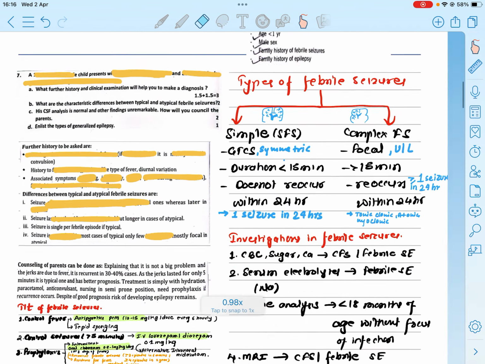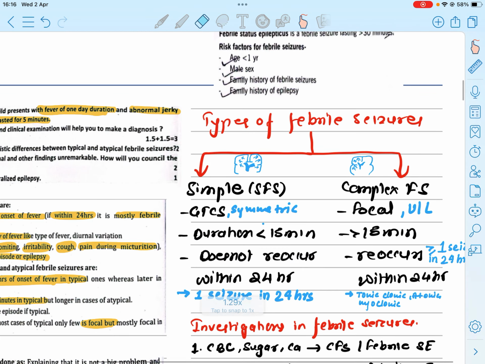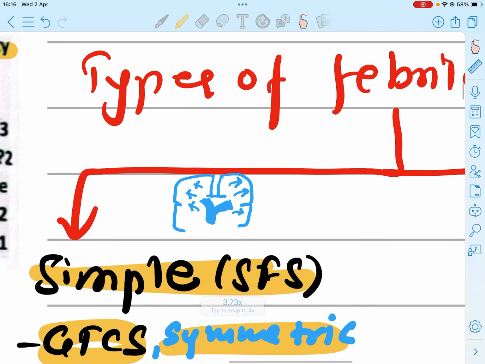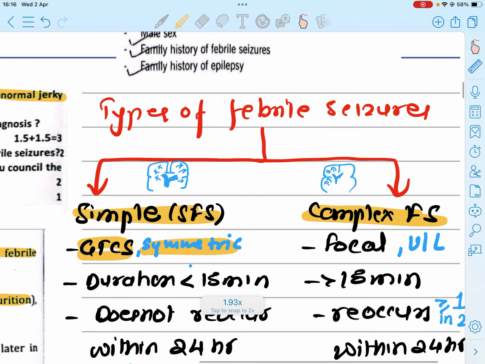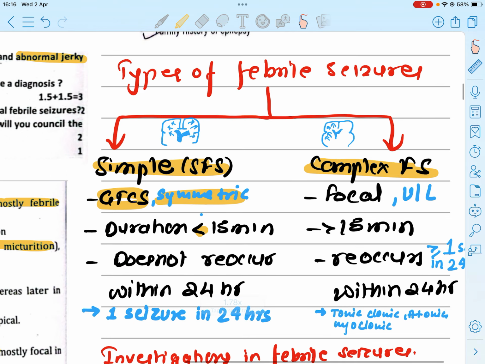And now let's differentiate between types of febrile seizure. It has also been classified into simple febrile seizure and complex febrile seizure. Simple febrile seizure is generalized tonic-clonic and symmetric. Here we can see that it is symmetrically distributed in both hemispheres of the brain, the duration is less than 15 minutes, and it does not reoccur within 24 hours, with one seizure in 24 hours.